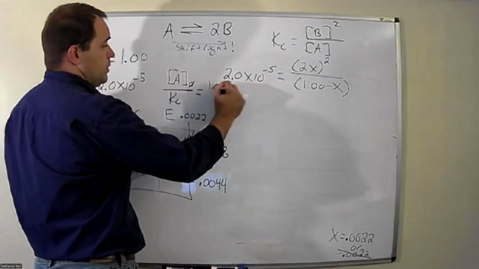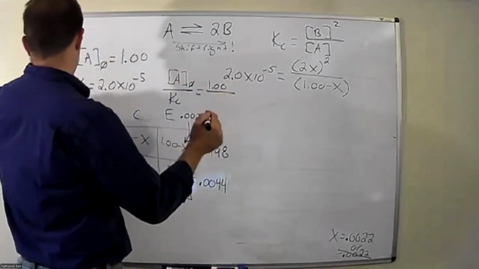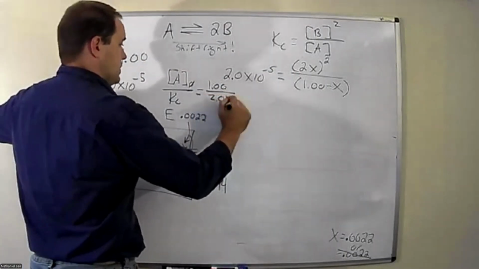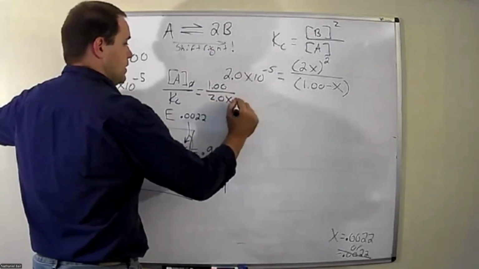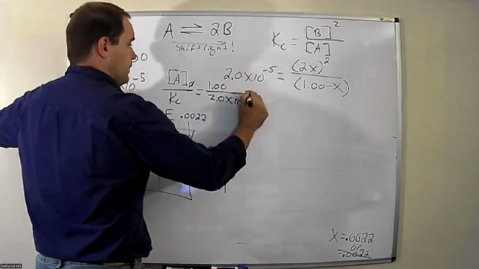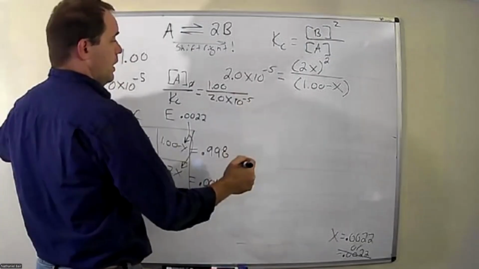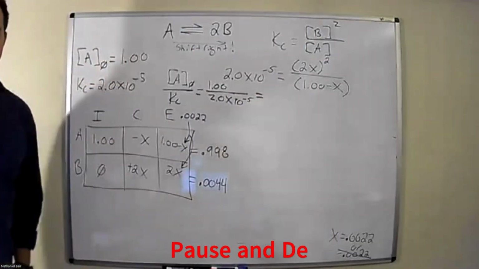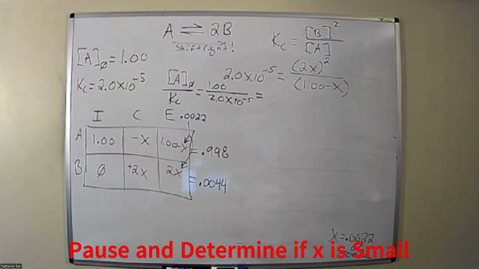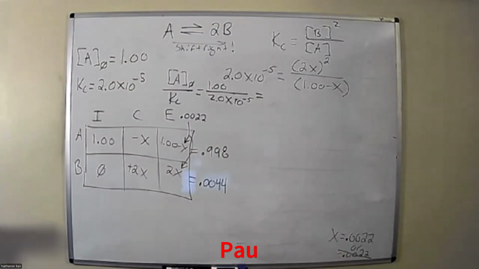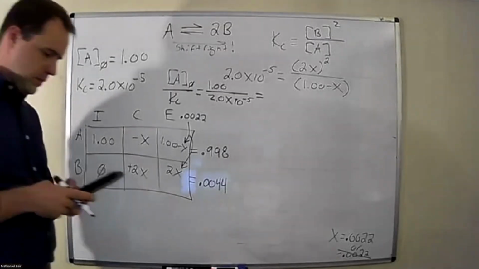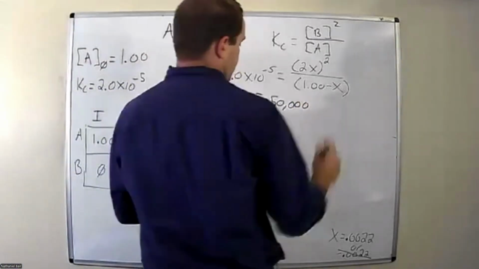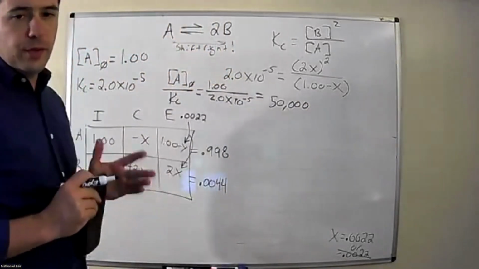So we're going to take the smallest initial concentration divided by the equilibrium constant. So 1.00 divided by 2.0 times 10 to the negative fifth. Go ahead and pop that in your calculator and see if it's greater than 500. And we get 50,000. That is greater than 500.